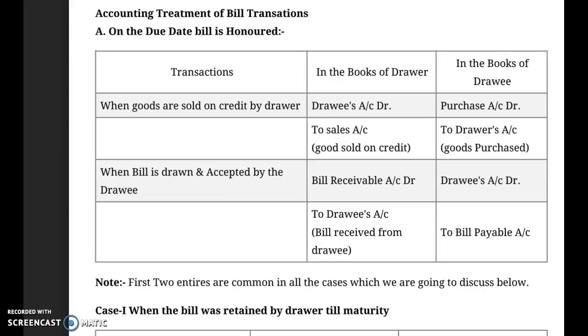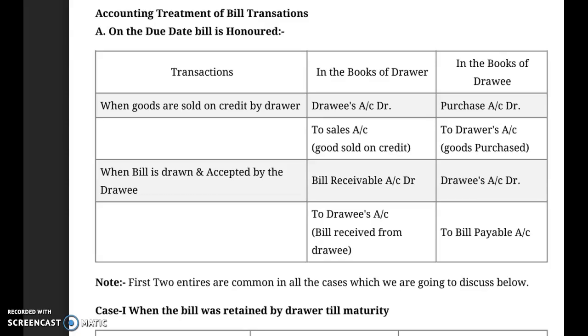Please don't forget to write the narration, because narration has separate marks. But you may write the narration as simply and as briefly as here: goods sold on credit or credit sales, or goods purchased or credit purchases. Then when the bill is drawn and accepted by the drawee, when the drawer draws the bill and it is accepted by the drawee, in the books of the drawer the entry will be bills receivable account debit to drawee account.